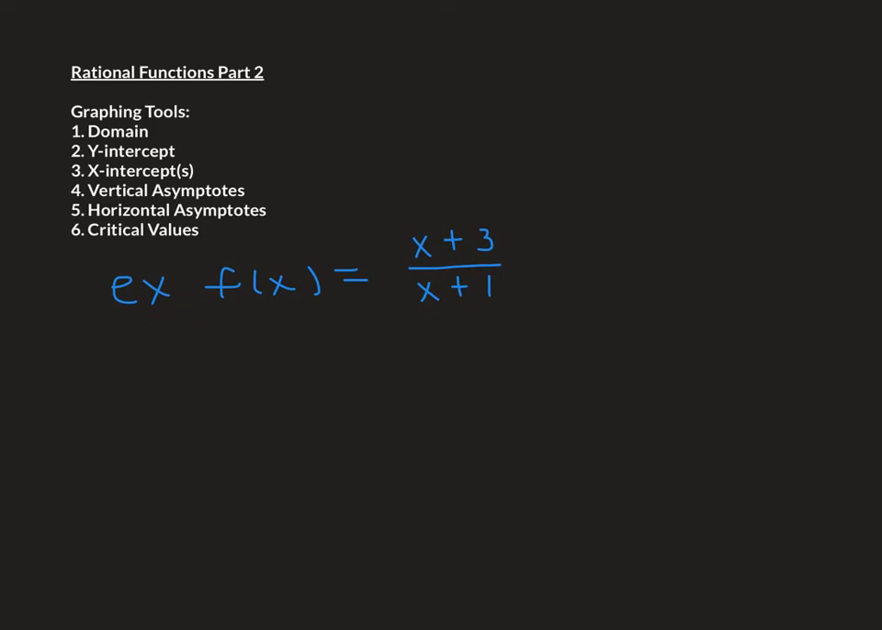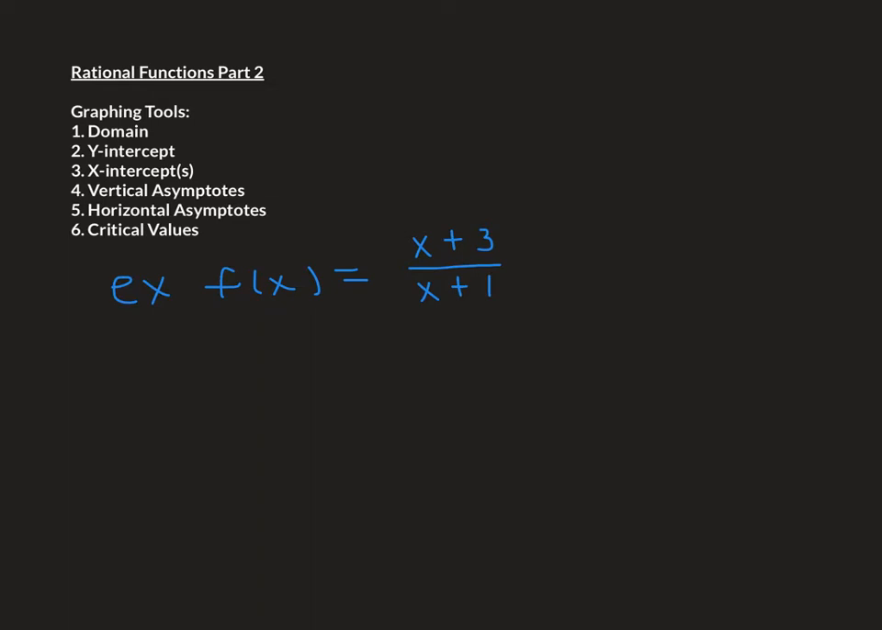Okay, we're going to look at rational functions. This is part 2. We have an example, f of x equals x plus 3 over x plus 1. We're going to go through our graphing tools and see how each of these things are going to help us sketch a graph of this function.